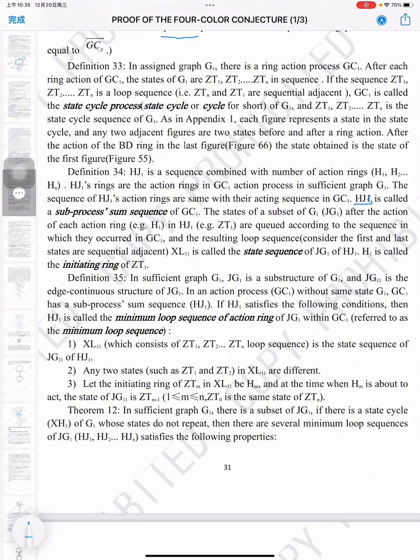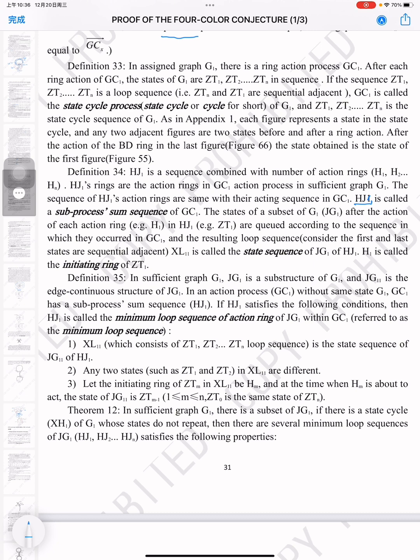The states of a subset of G1 after the action of each action ring, e.g. H1 in HJ1, e.g. ZT1, are queued according to the sequence in which they occurred in JC1. And the resulting loop sequence, considering the first and the last state as sequentially adjacent, XL11, is called the state sequence of JJ1 of HJ1. H1 is called the initiating ring of ZT1.